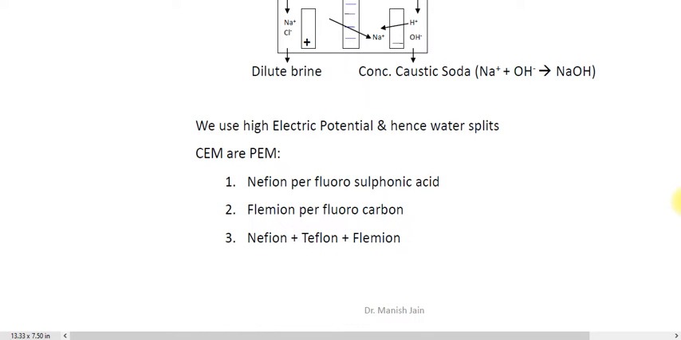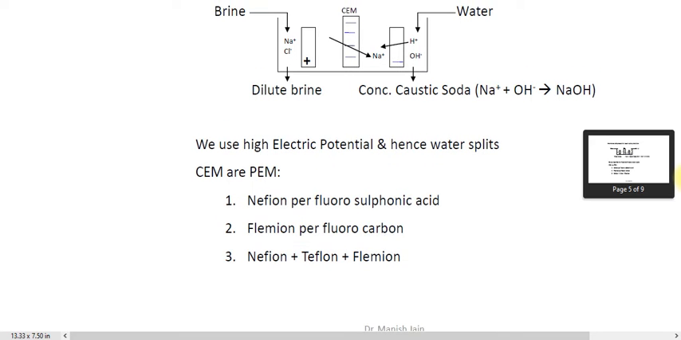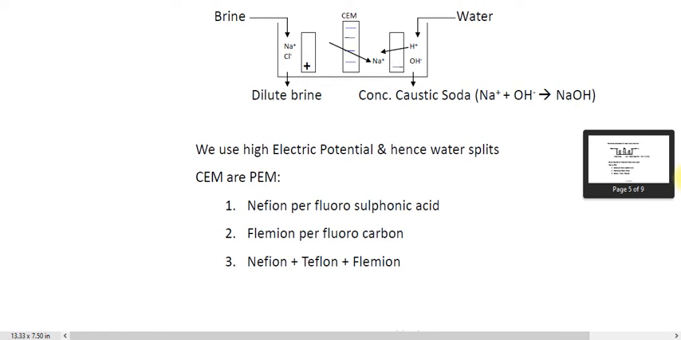Now if you want to split the water, then you need a high electric potential. So if you use a high electric potential, then water will split into H positive ion and OH negative ions.